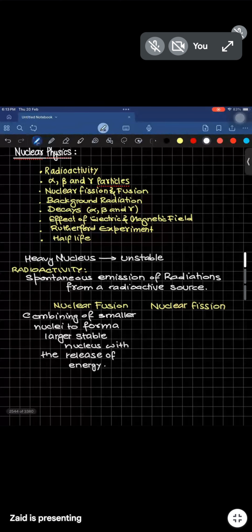Next is nuclear fission. Nuclear fission is the splitting of a heavy unstable nucleus into smaller stable nuclei with the release of energy. In both the cases, energy is released.